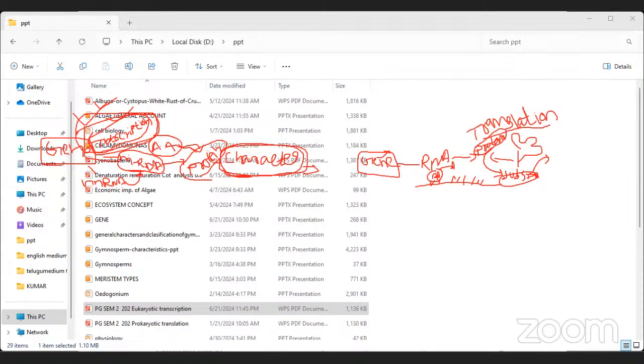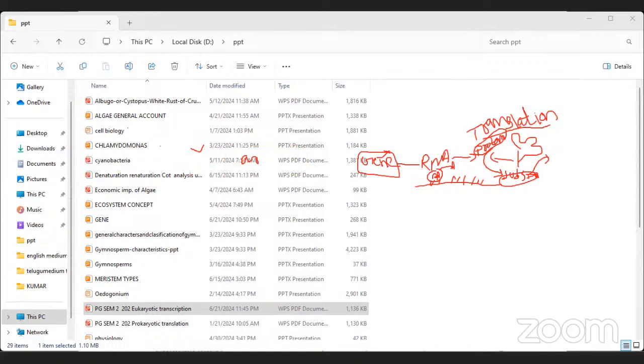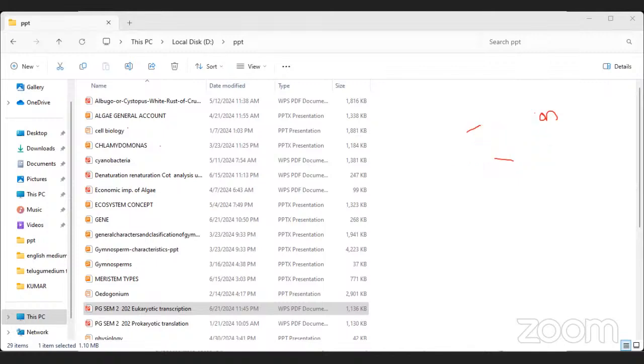Now let's see eukaryotic transcription. In transcription, we prepare the mRNA strand. One of the polymerase enzymes is involved. If we compare with prokaryotes, in prokaryotic transcription only one type of polymerase enzyme is involved. But in eukaryotes, there are 5 types of RNA polymerases.